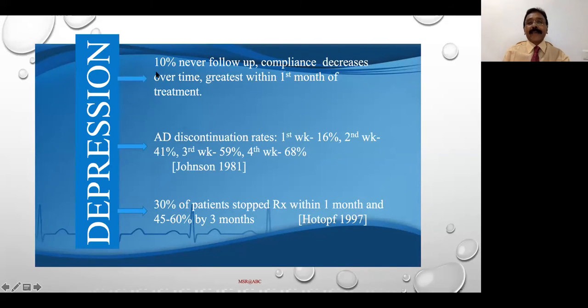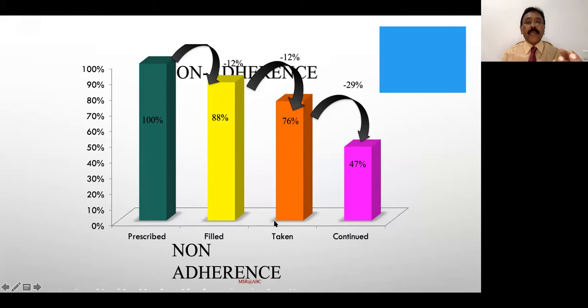In depression, 10% never follow the prescription, but this is what I was worried about. Discontinuation in the first week is 16%, second week 41%, and by the third week, 59% of people. It takes 3 weeks for our antidepressant to show the effect, but by then 60% of the people have dropped out. I thought it's okay, this was 1981 when SSRIs were not there, only tricyclics. But even in 97, it's a similar kind of 30% of patients, 40 to 60% by 3 months. So this is another very important, crucial thing when we select an antidepressant. That is why I mentioned this.